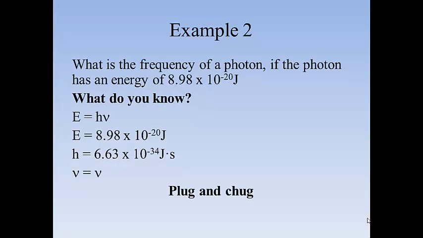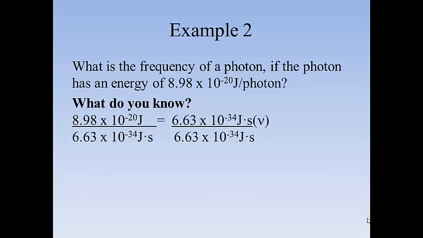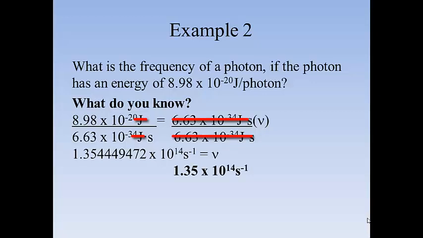Now you just need to plug and chug. Set the equation up. Divide both sides by 6.63 times 10 to the minus 34th joules per second. It cancels on the right, leaving you only with nu. Do the math on the left. You get this number on your calculator, but you should only have 3 significant figures, so you get this value for the final answer. One final example.